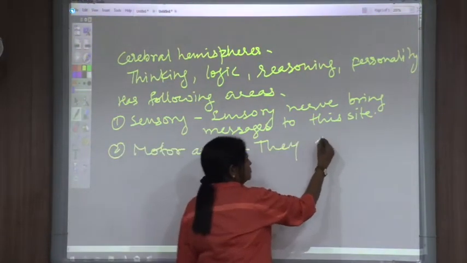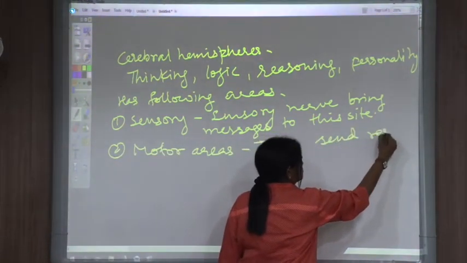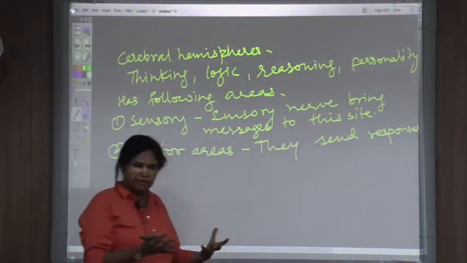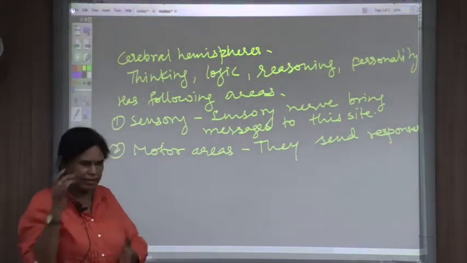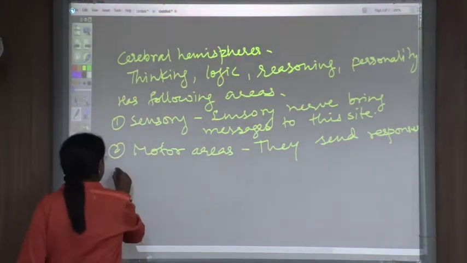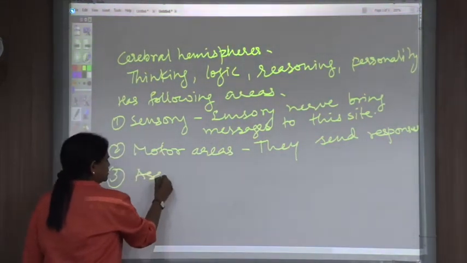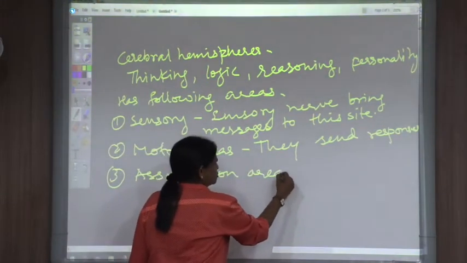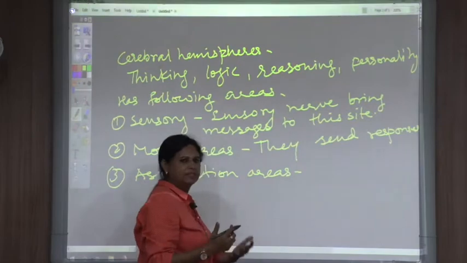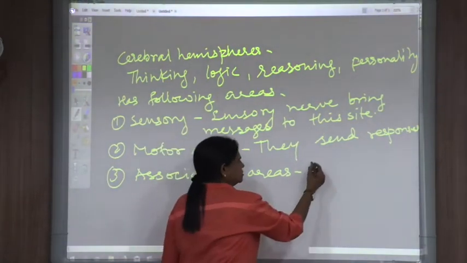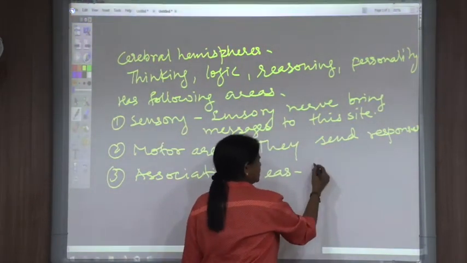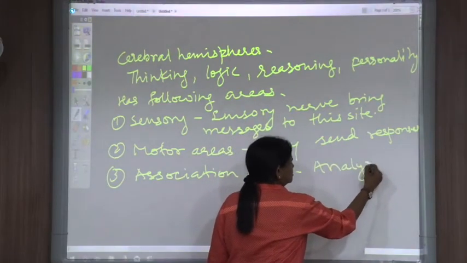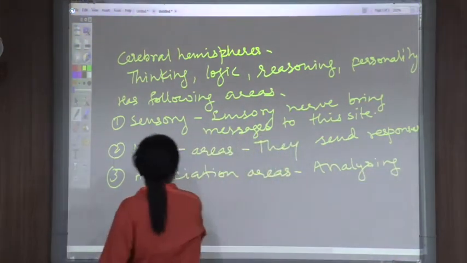Next is the motor areas. So from this part, this will be sending responses to various parts of the body. Then the third thing is the association areas. Now here the sensory information is processed, it is put together with the information from the other areas of the brain as well as from the memory and processed.